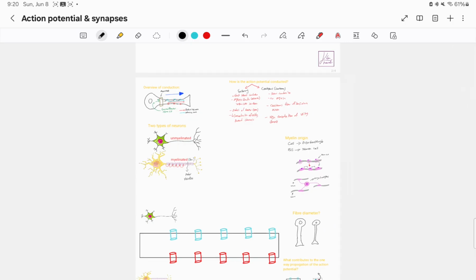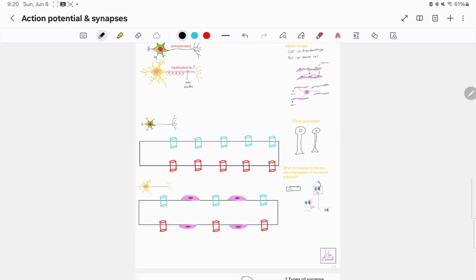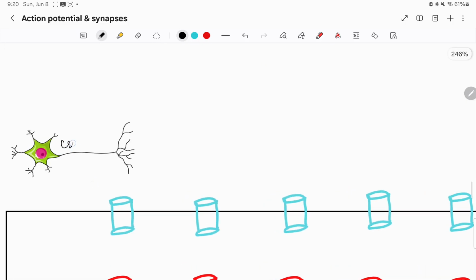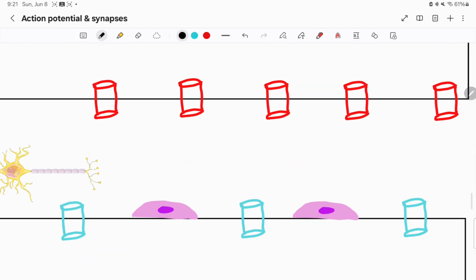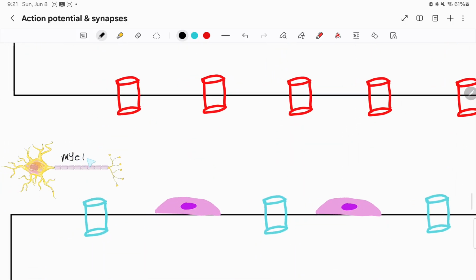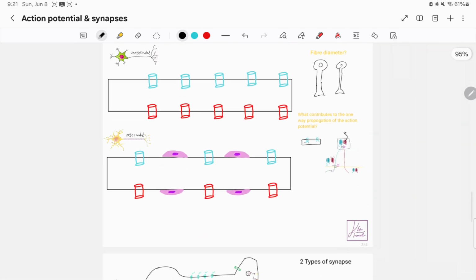Now, let's zoom in on this image that we were talking about and look at conduction, but let's look at it in two different ways. Let's look at it in an unmyelinated neuron and a myelinated neuron. So let's write this down for ourselves. This is unmyelinated. This one is myelinated. Alrighty, let's take a look.